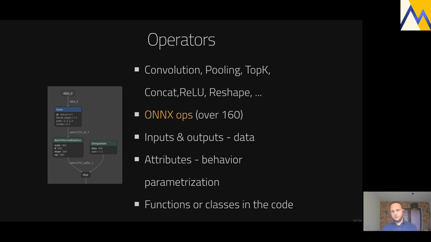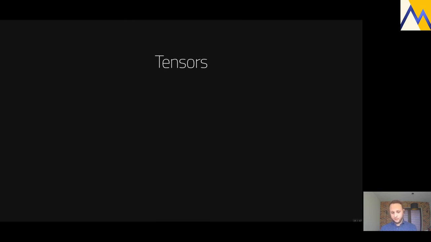the operation works over. And if you think about the operators from the code perspective, they can be basically expressed or implemented as just simple pure functions or classes. Very much depends on the particular operator that you're working on. So those were nodes. And then the other part of the graph are the edges.